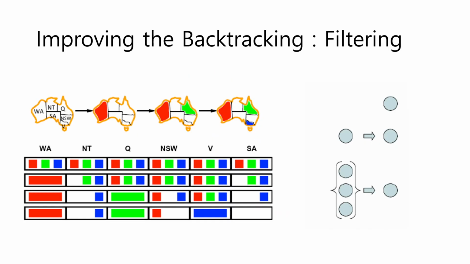One is filtering. Filtering the inevitable failure early. When you assign a value to a variable, you can set the alternatives only to those possible for the case that satisfy the constraints between the variable and the assigned variables. At each moment, if the variable has possible values to assign while satisfying the constraint with the other variable, then we can say it has arc consistency.